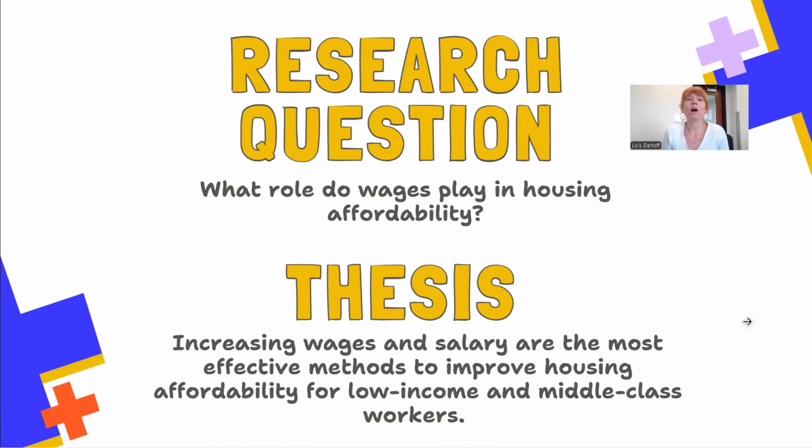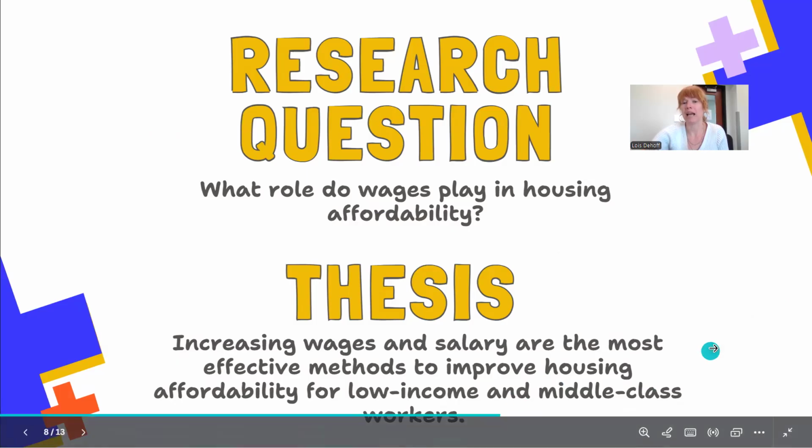If my question is, what role do wages play in housing affordability, then my answer is, increasing wages and salary are the most effective methods to improve housing affordability for low-income and middle-class workers. What I'm saying is, hey, they do play a huge role. Wages do make an impact. If people have higher salaries and higher wages, then that will definitely make it easier for them to afford homes. And I'm talking about low income and middle class workers.